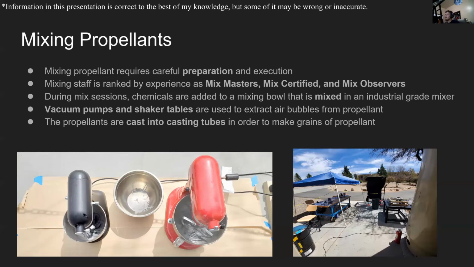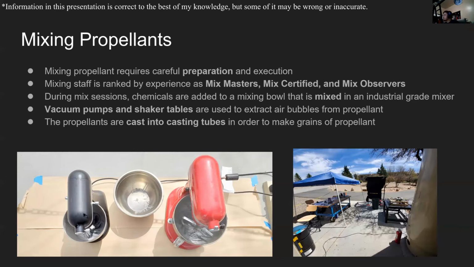Additionally, you want to be careful about what spade or attachments you choose when mixing, because we have to choose an attachment that does mix propellant but doesn't put too much friction into the propellant when it's mixing. So that's another thing you have to be careful of when mixing propellant with an electric mixer, because propellant is also hand mixed actually.